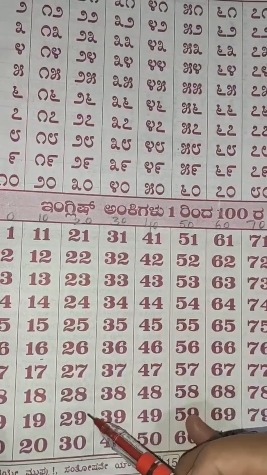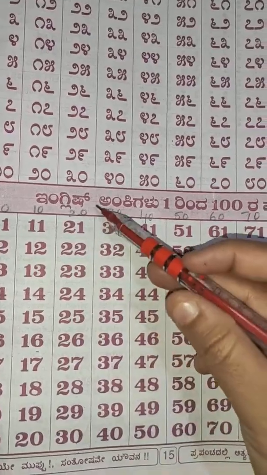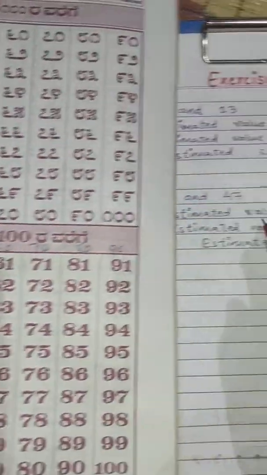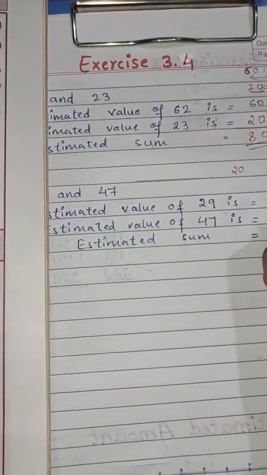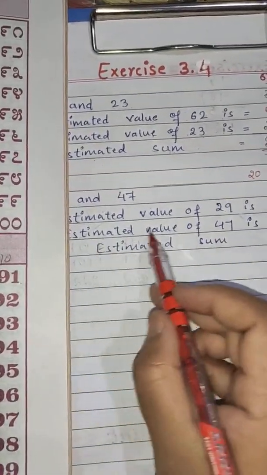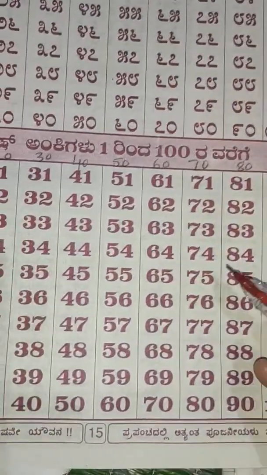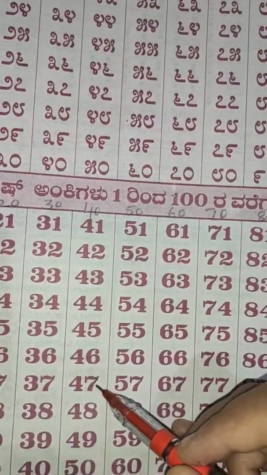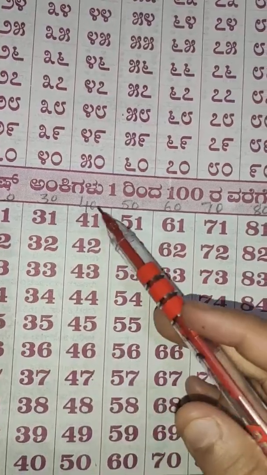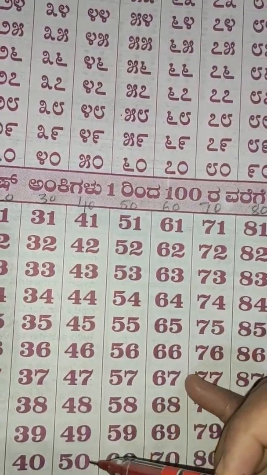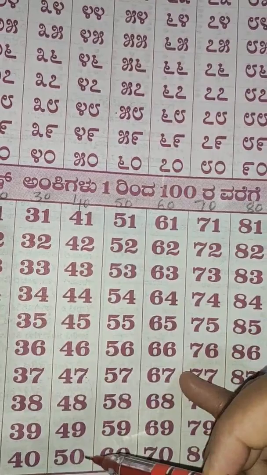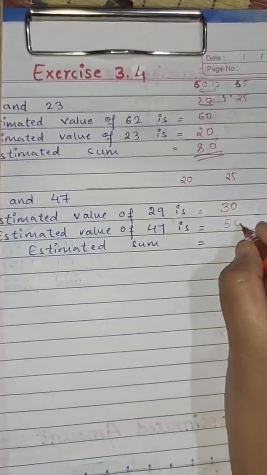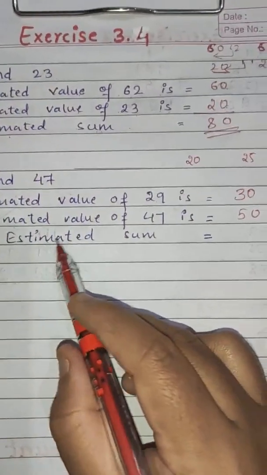Is 29 near to 30 or near to 20? Yes, 29 is near to 30. So what is the estimated value of 29? It is 30. Now, estimated value of 47. Where is 47 here? Here it is. So is 47 near to 50 or near to 40? It is near to 50. Right? So what is the estimated value of 47? It is 50.